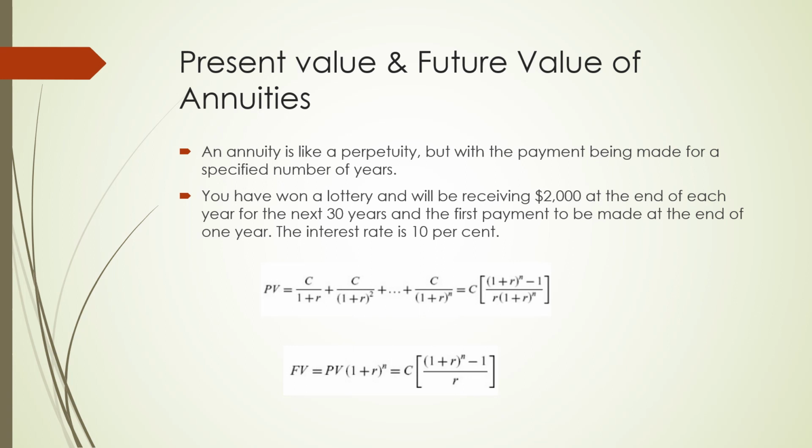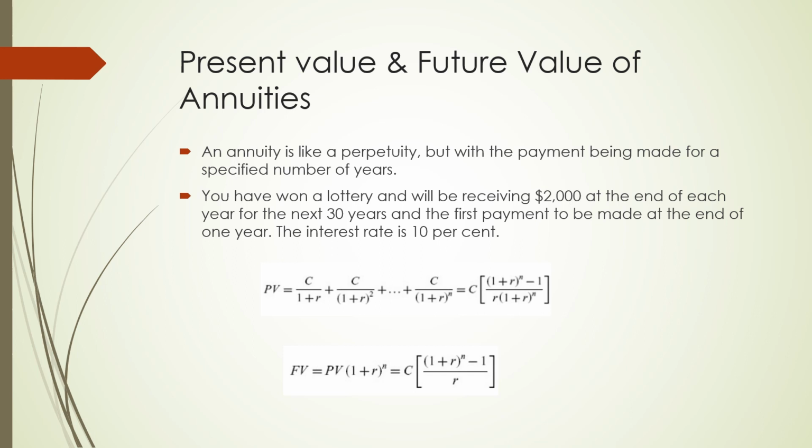Let me spend a minute here to explain the concept of annuity. An annuity is like a perpetuity, but the payment is made for a specified number of years. For example, you have won a lottery and you will be receiving $2,000 at the end of each year for the next 30 years. And the first payment will be made at the end of year 1. Let us assume the rate of interest to be 10%.